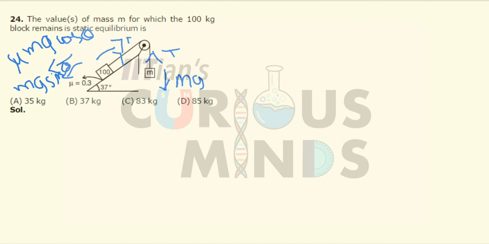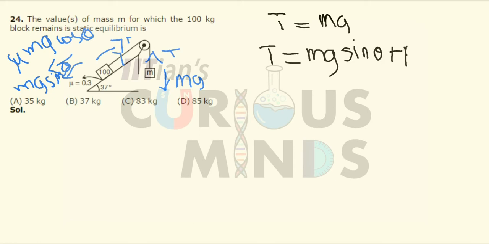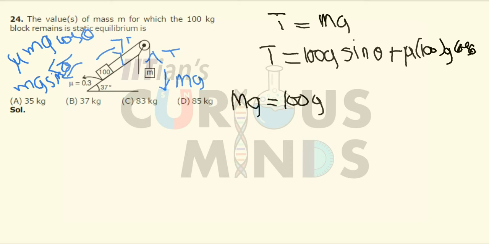For small m, mg will be in the downward direction and tension will be in the upward direction. So for the first case, T will be equal to mg for the small mass, and for the capital mass, the total upward force will be equal to mg sin theta plus mu mg cos theta. Here the mass is given as 100, so I will write this as 100 g sin theta plus mu 100 g cos theta. Now when I equate both of them, mg will be equal to 100 g sin 37.